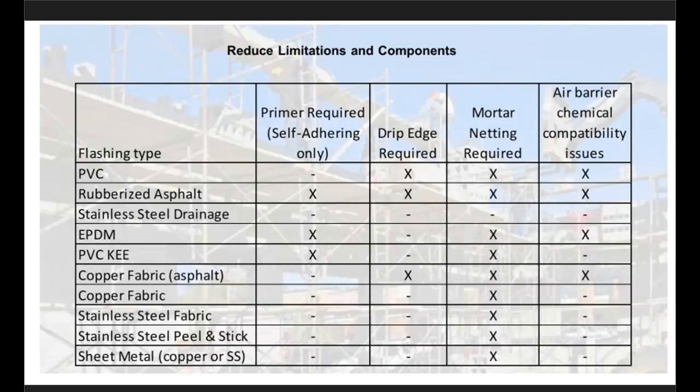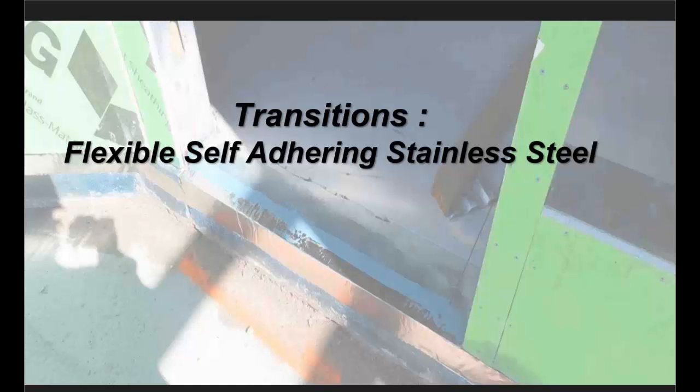We're all about reducing limitations, reducing components. It's no secret if you have a flashing that has active drainage and you don't need netting, well, that's one less material and labor cost. If you don't need primer, same thing. If you can get rid of a drip edge at the base of the wall, same thing. And these tables I can send you to review if anyone would like copies of them.